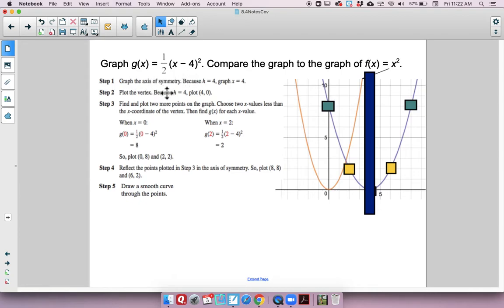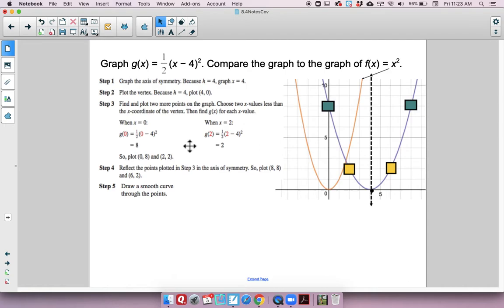Okay, so how would I go about graphing this? Well, I could graph the axis of symmetry because I know h is 4, so I could just put in my axis of symmetry, right? And I know the vertex, right? Because h is 4, and it's not translated up or down, we're going to have (4, 0) as our vertex. So I can put that point in right there. Well, then you might say, how am I going to get other points? Well, we can just pick points. So let's plug in some numbers.